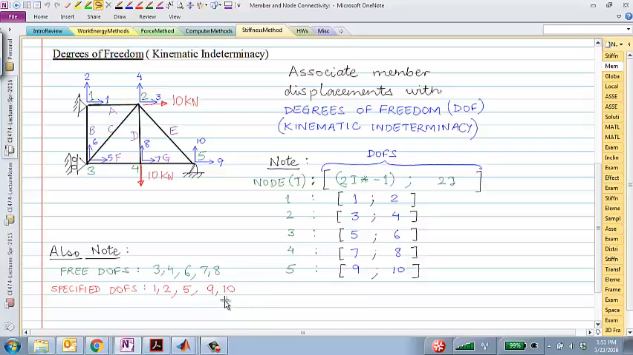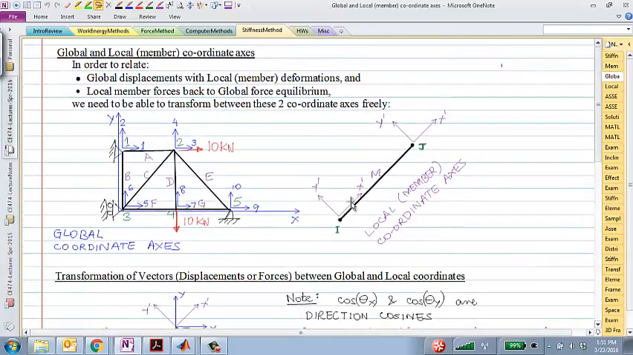So in general, this will be true for any structure. Some degrees of freedom will be known, will be given, specified. Others would be what we want to find. So we'll see how we can construct the force displacement relationship for a big truss structure using the force displacement relationships for each and every individual element. And last time I also told you that in order to be able to combine the force displacement relationships for different elements together, we need one, a global coordinate system, and another, a local coordinate system.